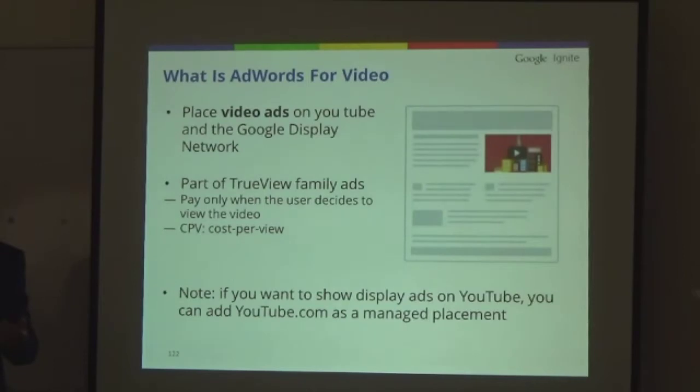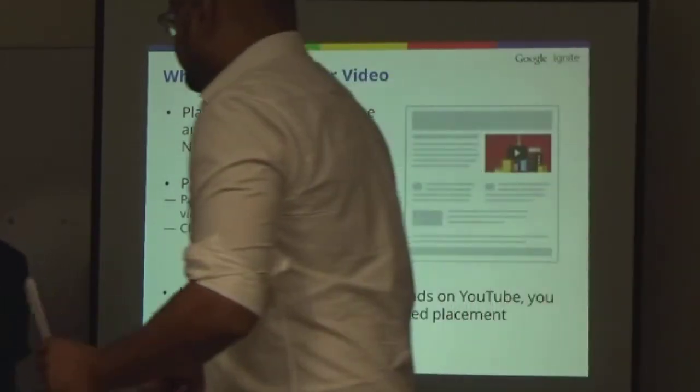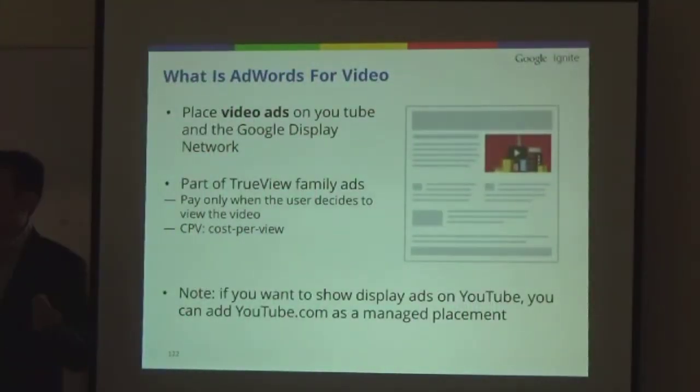Do take note, you don't have to. If you want to display ads on YouTube, you can use GDN and use the manage placement to select YouTube. Select YouTube and put all your display ads on it, and select which YouTube channel you want to place your image ads. Take note, in YouTube, it's not only necessary to put video ads. You can also put image ads, yes?